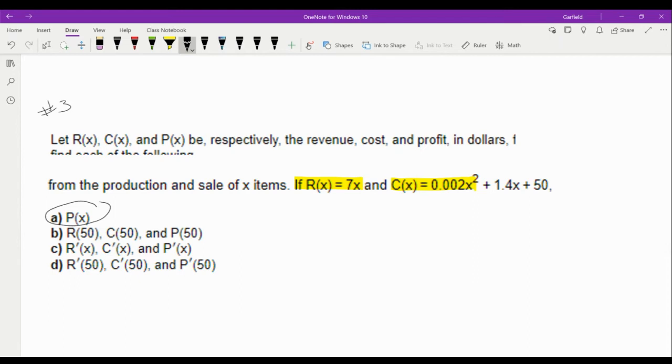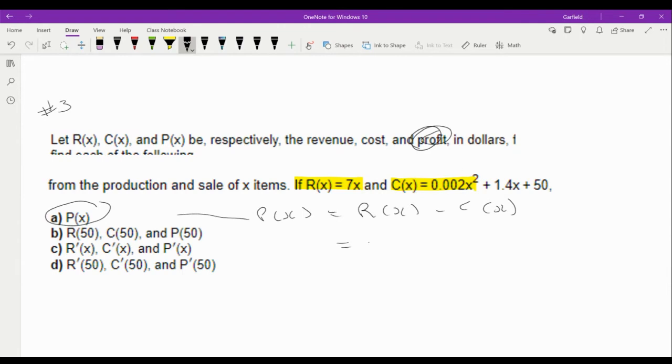What does p of x represent anyway? Someone tell me. Which is the profit, right? So that's what we're trying to do. So profit, or p of x, is always equal to the revenue function minus the cost function. Don't leave this class without knowing that, right? You're business majors for the most part. Profit is always revenue minus cost.